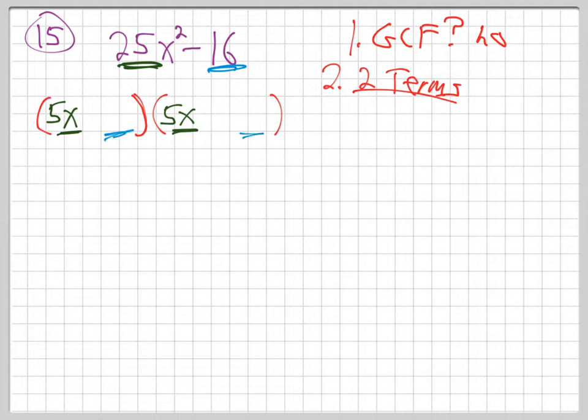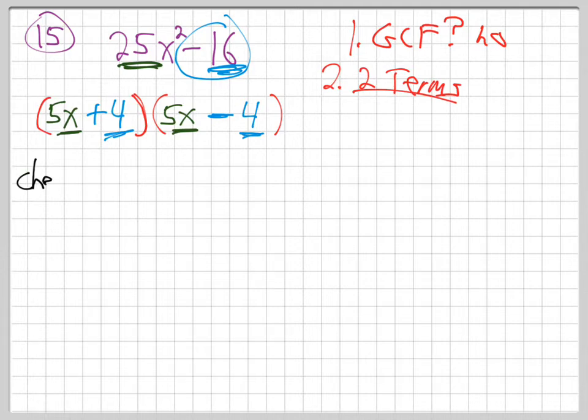And now let's do the back. Okay, so last times last to make 16. What times what makes 16? 4 times 4. Okay, well, how do they make minus 16? How do they do that? How do you get negative 16? 1 positive, 1 negative, either order, right? Positive times negative makes negative. So is that the right answer?